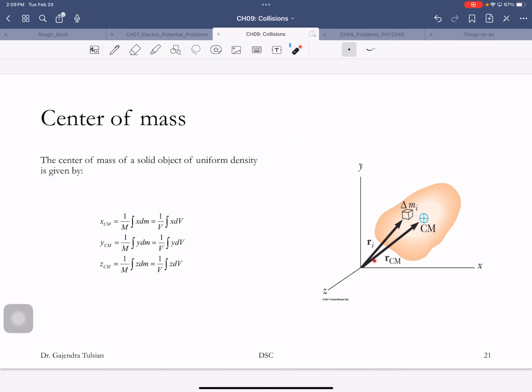If you have a continuous object like this, and you want to find the center of mass of that, you would do these triple integrals. So I'll write down one of these integrals. M is the total mass, and the x center of mass. And in fact, in your Calc 3 classes, you will be doing these triple integrals.